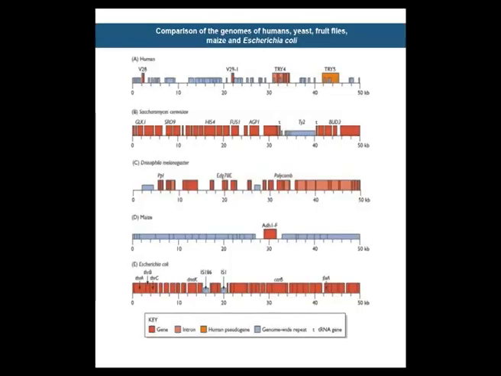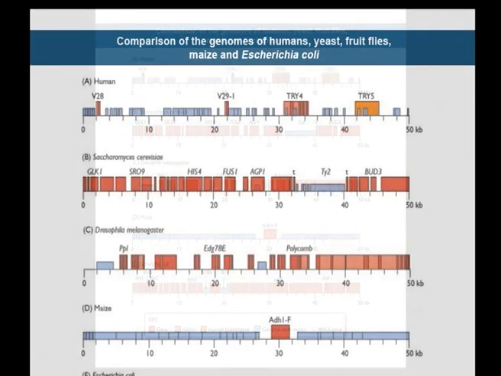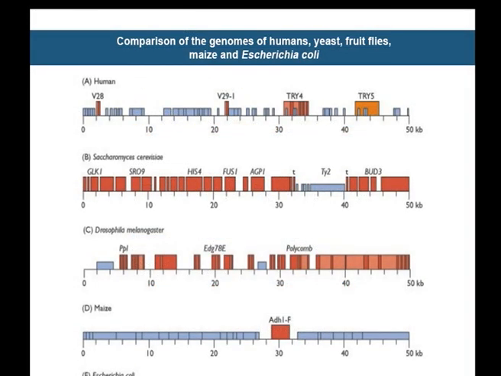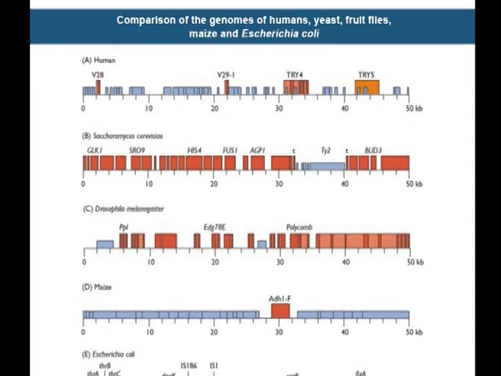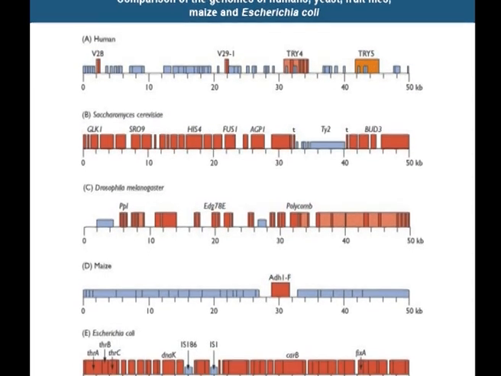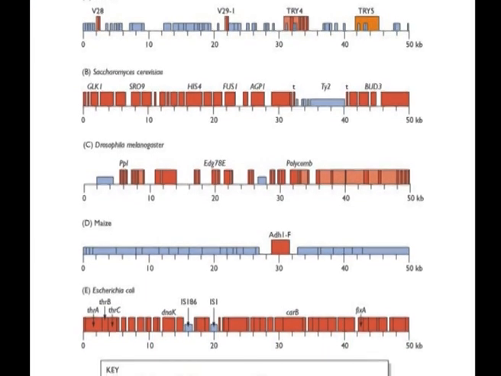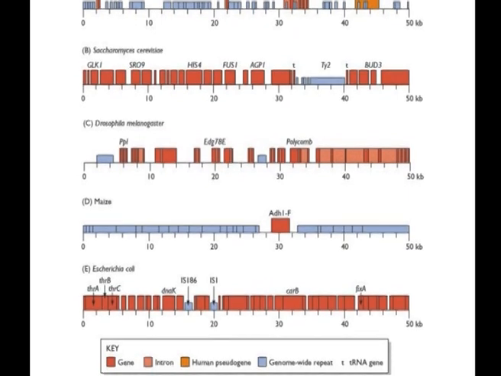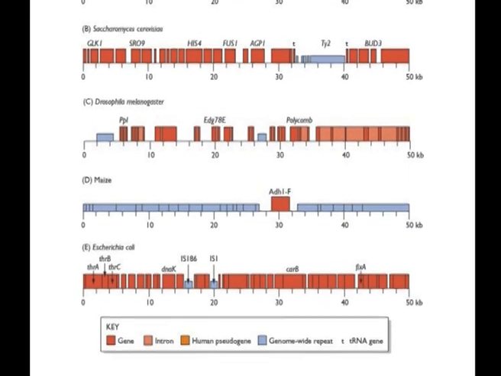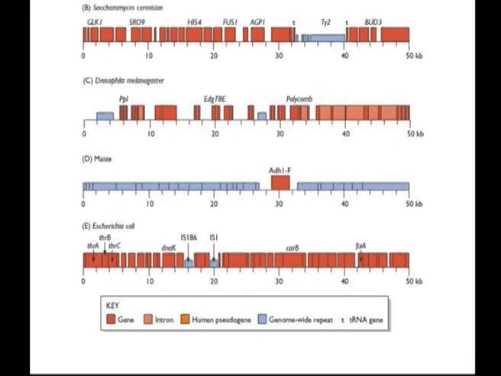Figure 4 shows a comparison of the genomes of humans, yeast, fruit flies, maize and Escherichia coli. A shows the 50 kb segment of the human beta T cell receptor locus compared with the 50 kb segments of the genomes of Saccharomyces cerevisiae, chromosome 3, and C shows the Drosophila melanogaster, D is that of maize, and E is E. coli K12.